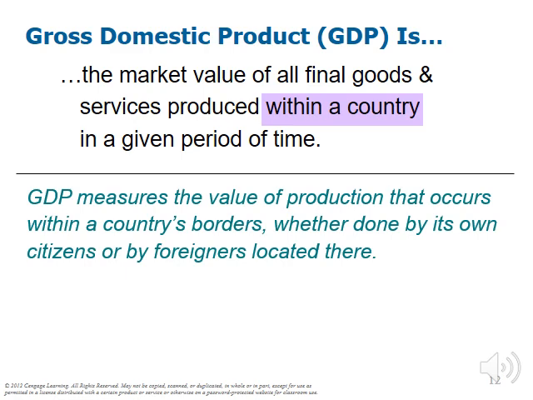GDP is the market value of all final goods and services produced within a country. GDP measures the value of production that occurs within a country's physical borders. It doesn't matter whether or not the production or the value creation was done by its own citizens or by foreigners working on domestic soil. Irrespective of nationality, GDP adds up the value of output, the value of production that takes place within the physical borders of a country.